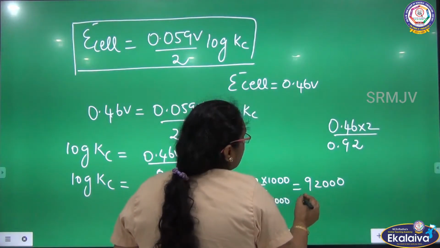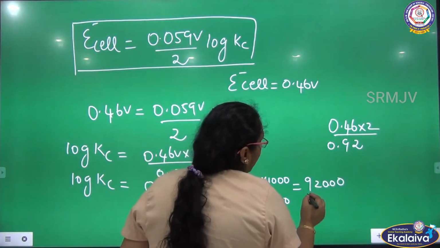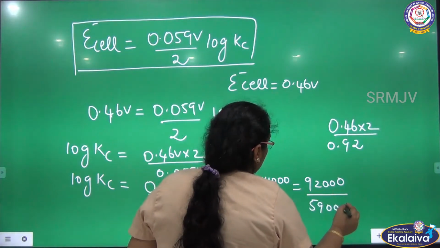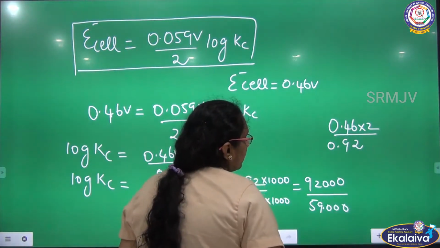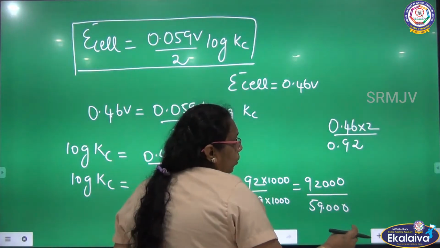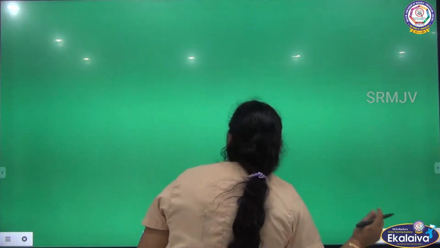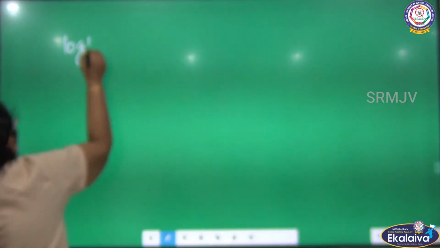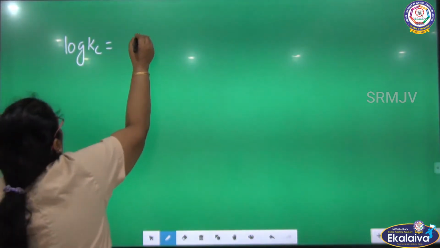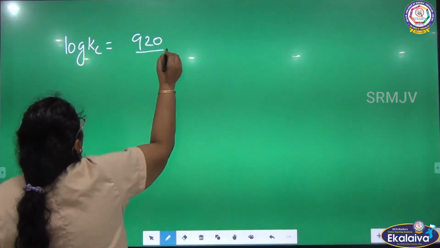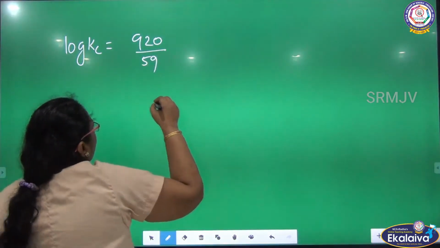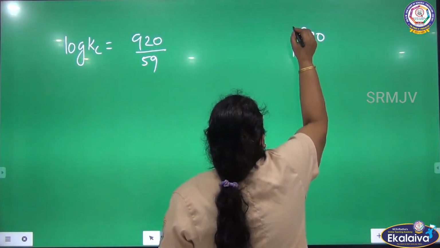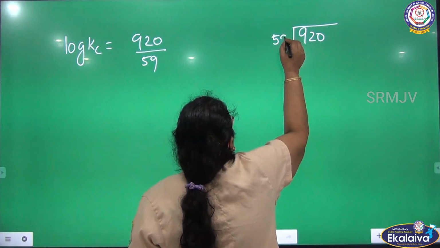92000. If you put a decimal after 2 digits, you will be getting 920 divided by 59000. After 3 digits, if you put a decimal, you will be getting 920 divided by 59. So what is log Kc? Log Kc is equal to 920 divided by 59. So divide 920 by 59. When you divide 920 by 59, what will you be getting?